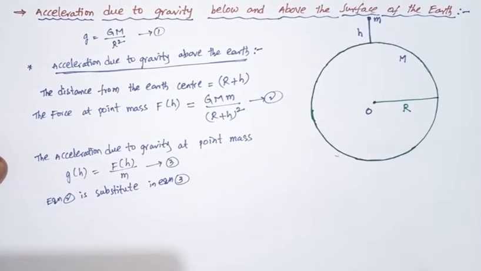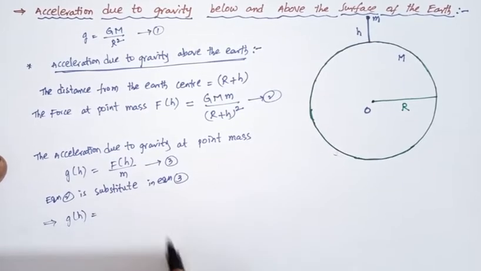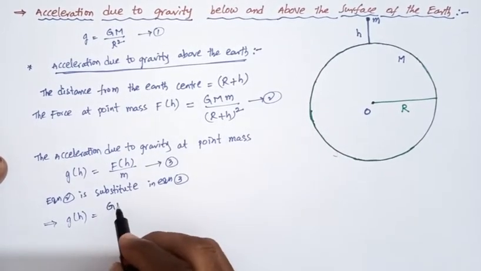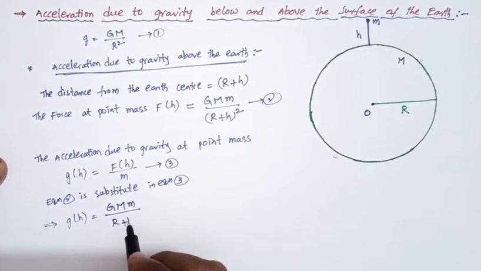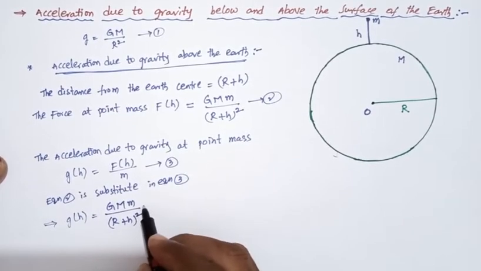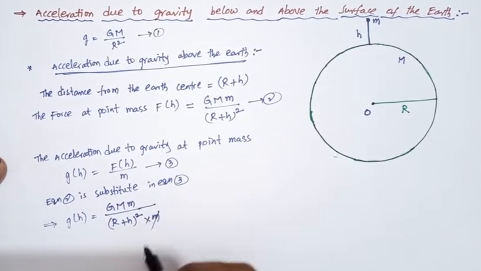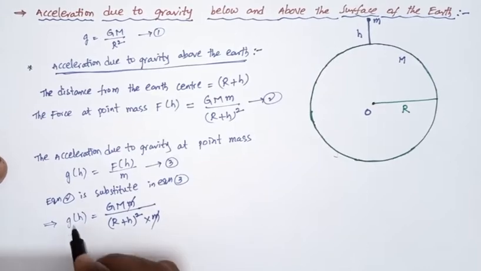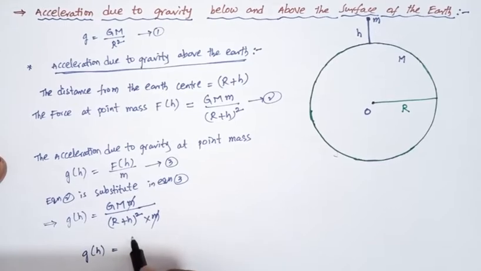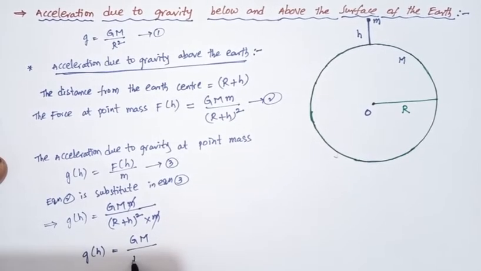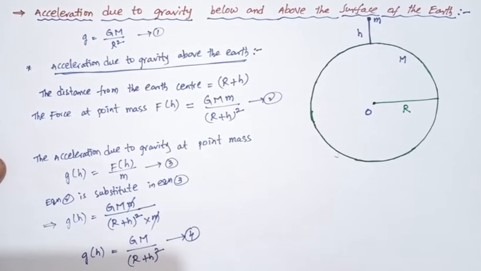Okay, we can write here g of h equals, what is F of h? G capital M small m by R plus h whole square, divided by m. m gets cancelled. So then what is the equation? g of h equals GM by R plus h whole square. So this is equation number 4.